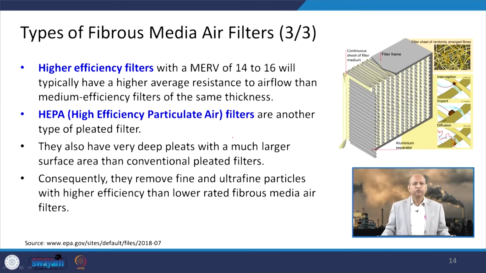Well, when we talk about efficiency of these fibrous media, higher efficiency filters with the MERV of 14 to 16 will typically have a higher average resistance to airflow than medium efficiency filters. So, it needs more power, you can say. Then HEPA, high efficiency particulate air filters, can be there. Those are another type of pleated filters. They have more pleats, very deep pleats, and much larger surface area in comparison to the conventional pleated filters. So, that is why their performance is better, and they can remove fine and ultra fine particles very efficiently.